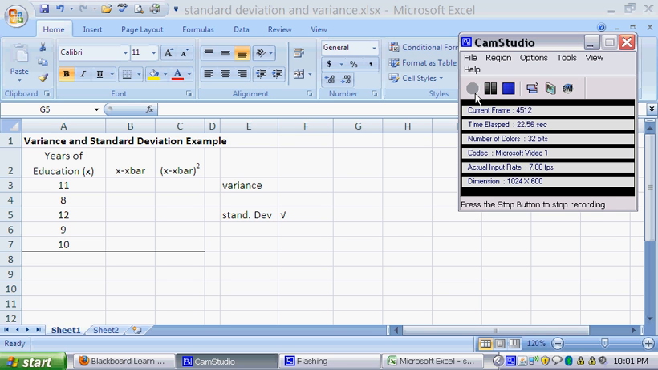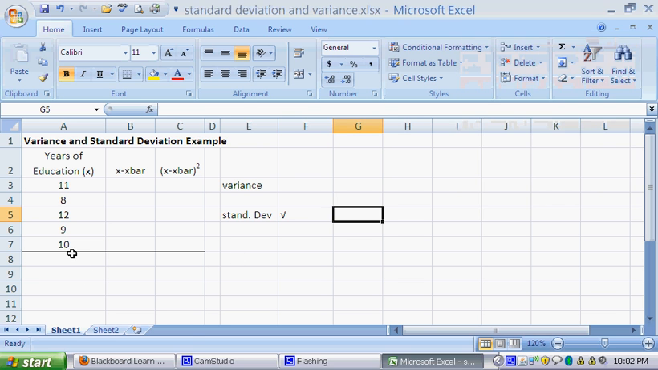I'm using x bar instead of the symbol for the mean simply because I can't insert symbols into Excel. At least I don't know how to do it yet. And then the column after that is x minus x bar squared. So I'm going to do this in Excel so you guys can see essentially how it works. This is going to effectively be my whiteboard.